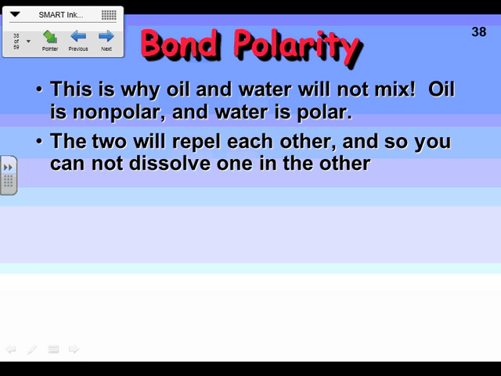It says the two will repel each other. I'm not sure if I like that. It's not really a repulsion, it's just a lack of attraction. The water is more attracted to itself than it is to the oil, so it's just going to stay by itself. It doesn't really want anything to do with the oil, and the oil is not all that attracted to the water, okay? So it's not that they repel one another, it's just that they don't mix because they're not attracted to each other.